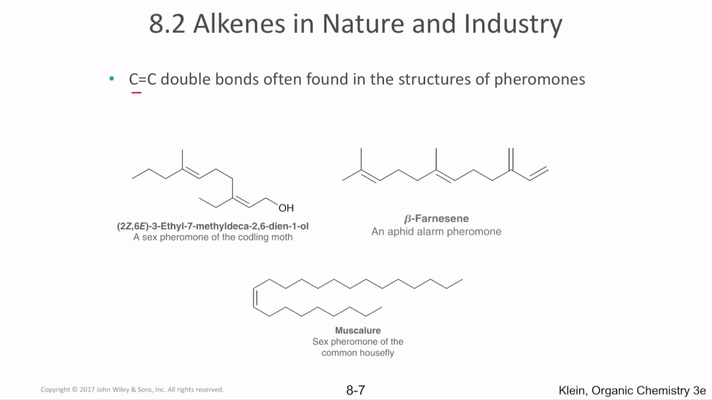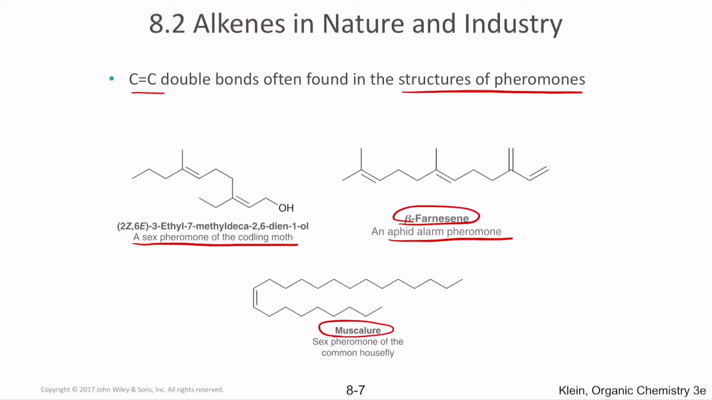Now, carbon double bonds are often found in the structure of pheromones. Pheromones are compounds that are commonly used in the mating process for animals. For example, this is a common compound found as a sex pheromone of the codling moth. You have beta-farnesene, which is an aphid alarm pheromone. You have muscalure, which is the sex pheromone for the common housefly.